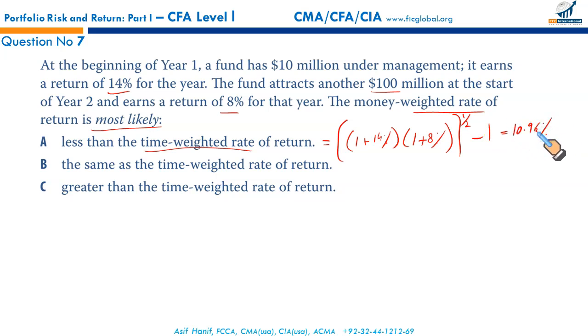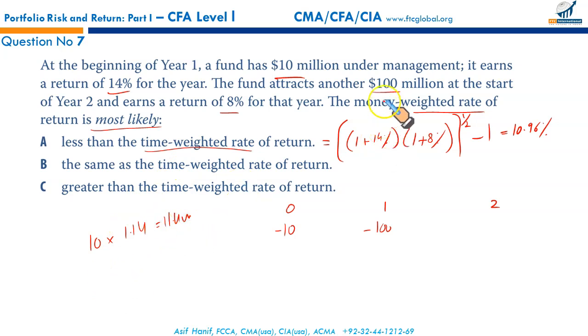Now let us calculate the money weighted return. Times 0, 1 and 2. So initially you invested 10 million, then you invested 100 million, and all this grew at the rates of 14% and 8% together. Let's do that. 10 times 1.14, that gives you 11.4 million.